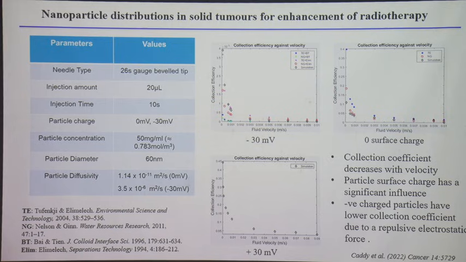Whether it's desirable or not, you have to see it from two sides. But from the transport point of view, you probably want to have a low deposition rate so that the nanoparticles can spread more throughout the tumor rather than get concentrated within the injection point.